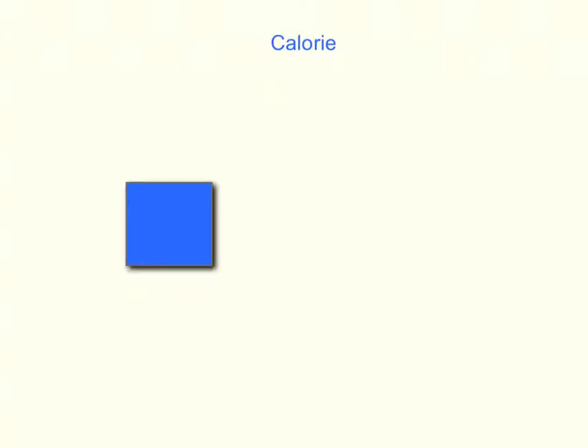Well, what's a calorie, you ask? A calorie is a unit that we can use to measure heat energy. And what I'm going to explain is how we came up with the unit of a calorie. Let's say you have 1 gram of water. That's about the size of those blue cubes we use in class all the time.